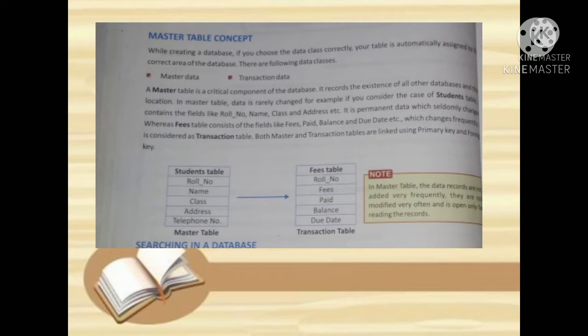Master table is a critical component of a database where the records exist for all other databases and locations. In a master table, data is rarely changed. For example, consider the same student details table where the name and roll numbers will not be changed frequently, right? But in your transaction table, like the student results table, the marks can be changed, right? Or any details regarding your subject, those all change frequently.